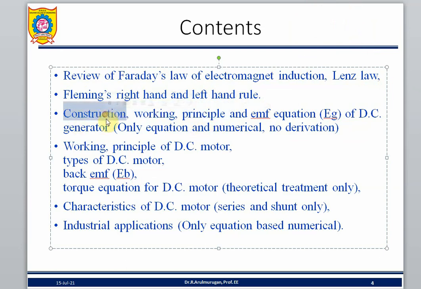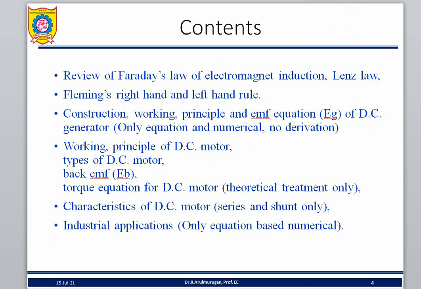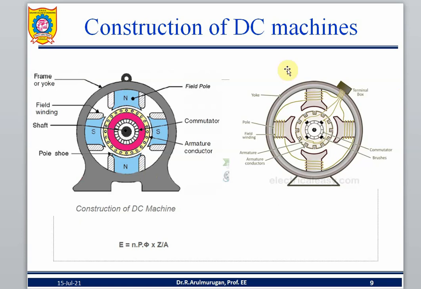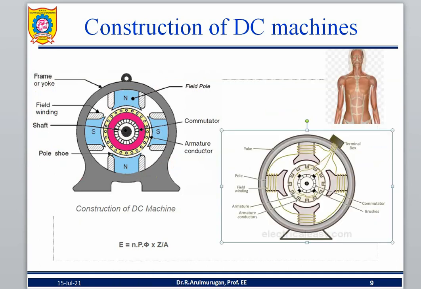The next one is the construction diagram. I already talked about the construction; it is common for the DC generator as well as the DC motor. Look at this construction diagram. You should read the words written here. This shows a symbolic diagram as well as more detailed wire connections. Go through the words that are written.